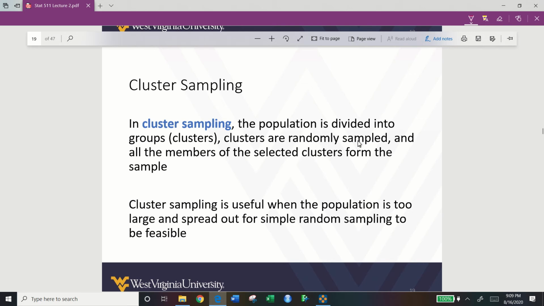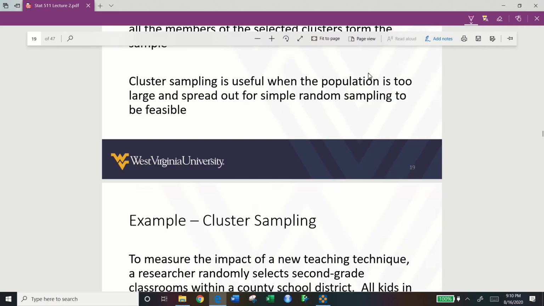So to show you this visually, imagine this large circle is an entire population. And we take little group clusters and we sample everyone in these little subpopulations, all these little groups, and get all the information about these small groups, and then use these random small groups to inform on the whole population.